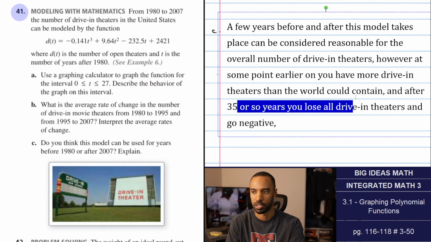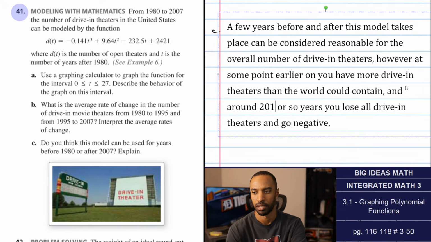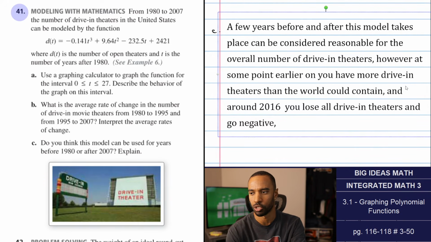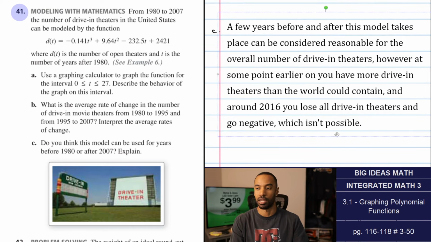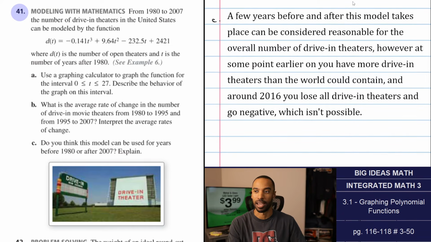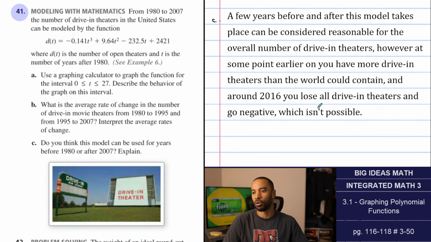Meaning around 2015, maybe 2016. Around 2016, you lose all drive-in theaters and go negative, which isn't possible. Now, it's possible to lose all drive-in theaters, and by and large, we nearly had. I thought they just got rid of them as a whole. Maybe there are only 4 in the world, no, there are probably still like 400. But that idea just doesn't work in full.